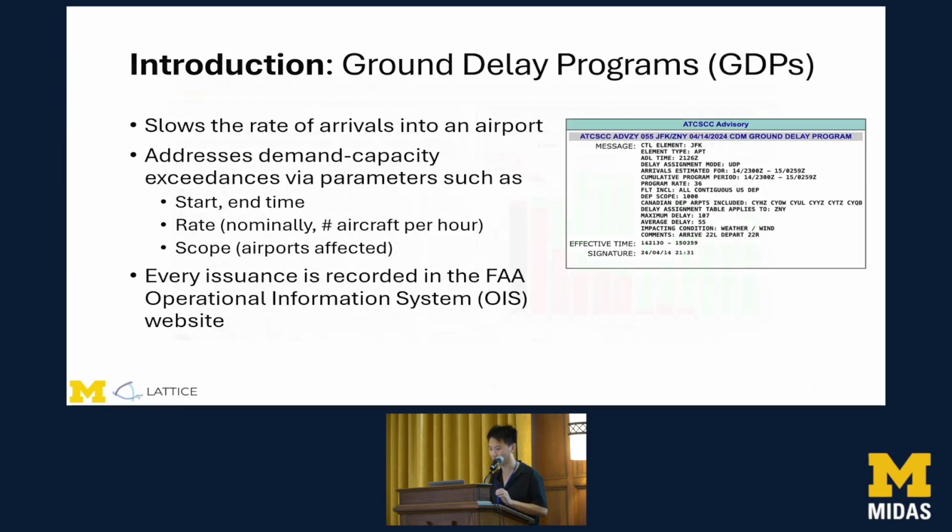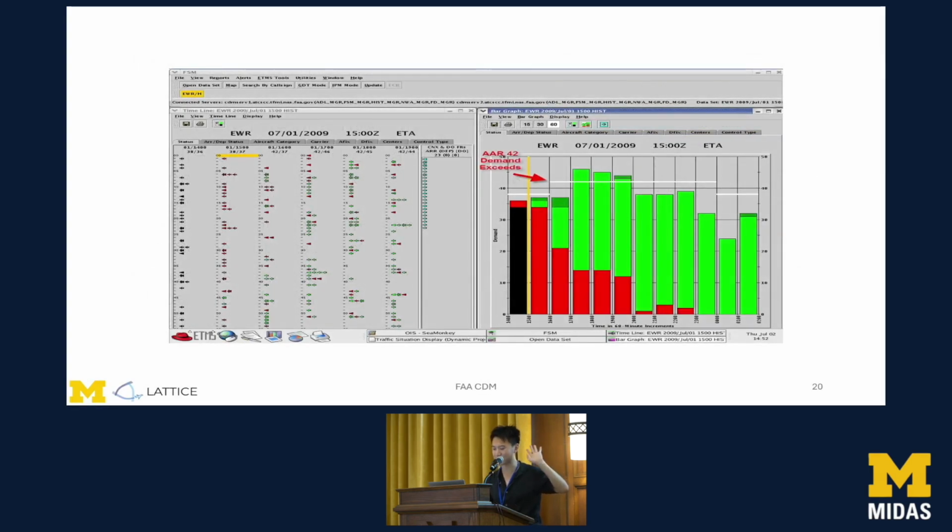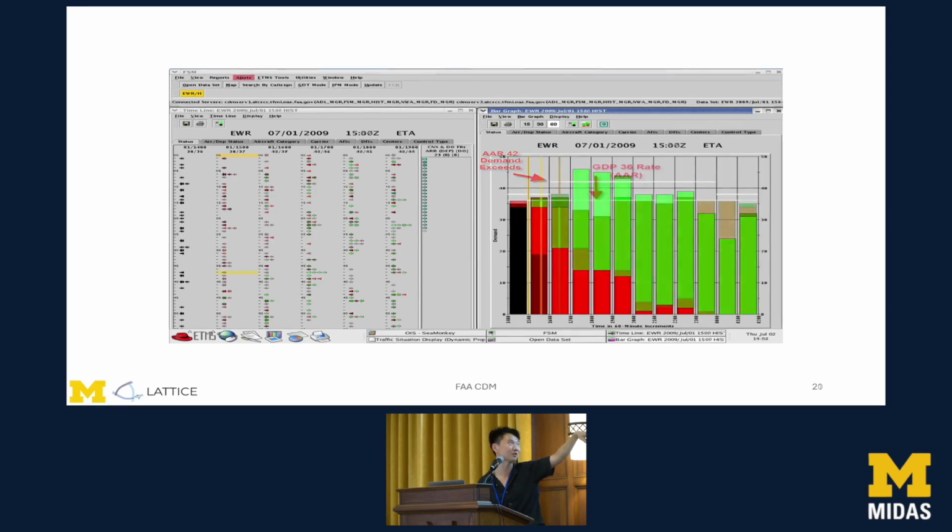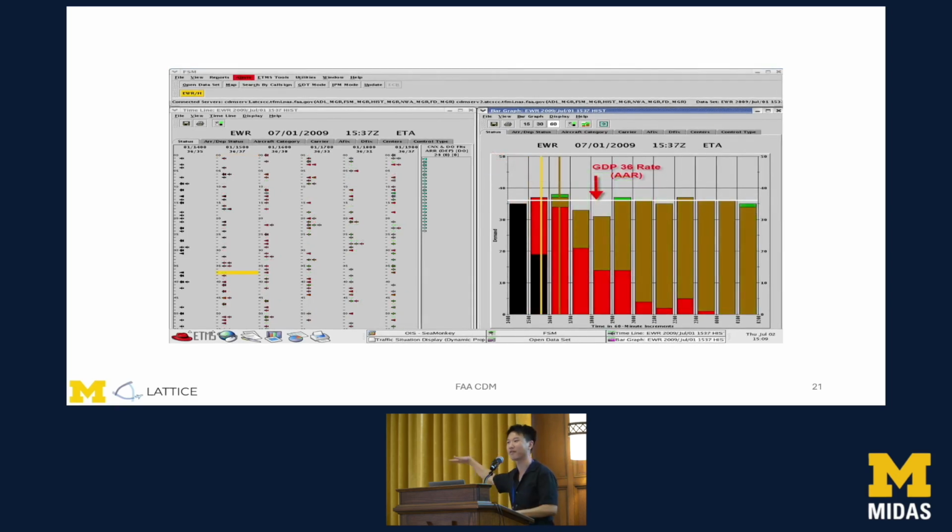I'll skip this, but this is actually a screen grab from the program. Talk about looking a little antiquated. It's literally the program that the FAA uses to manage demand, where the bars are the demand, the line is the capacity, and the bars exceed the line. So how do we flatten the bars? How do we flatten the demand out?